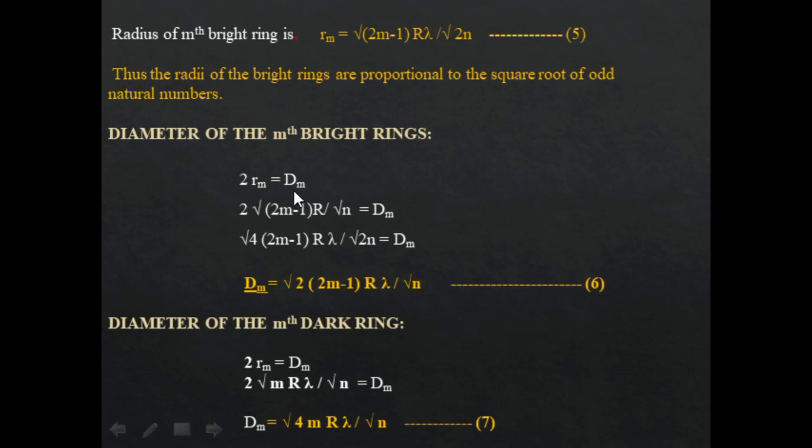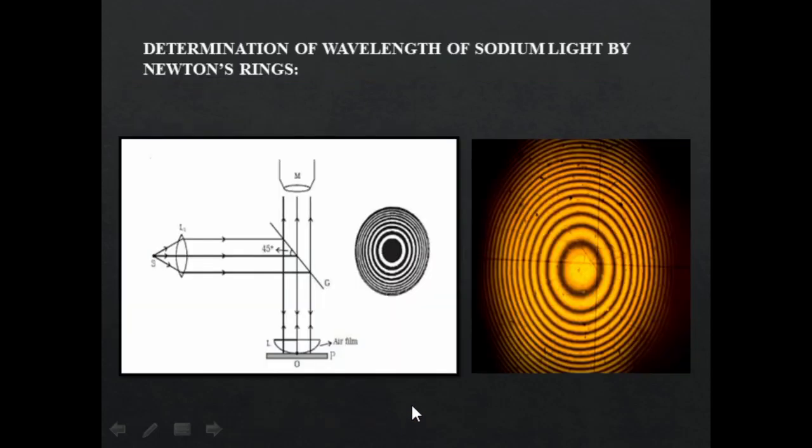Substituting Rm in that relation, we find the diameter of the bright ring as square root of 2 into (2m minus 1) R lambda by square root of n. By the same procedure, we find the diameter of the mth dark ring as Dm equal to square root of 4m R lambda divided by square root of n. Now we have derived the relations for the diameter of the bright ring and the dark ring.